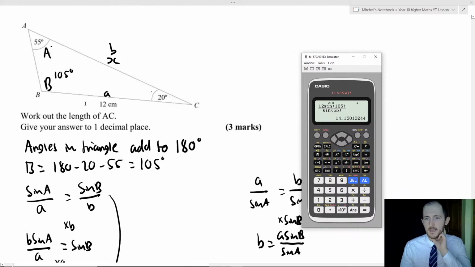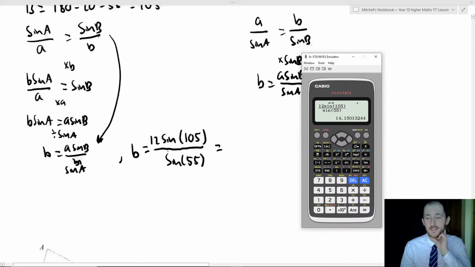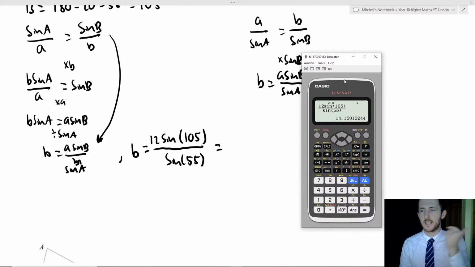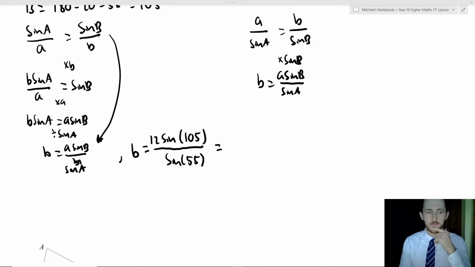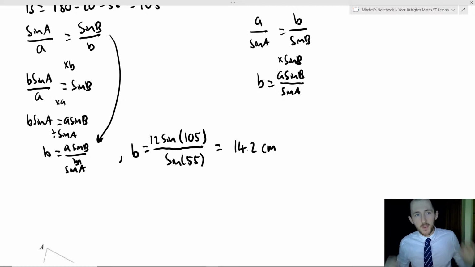Does it say one decimal place? See, they changed it. Although in this case, 3 significant figures and one decimal place would give you the same answer. You get 14.2 centimeters. Remember the units. They're very, very intense. We don't like it.